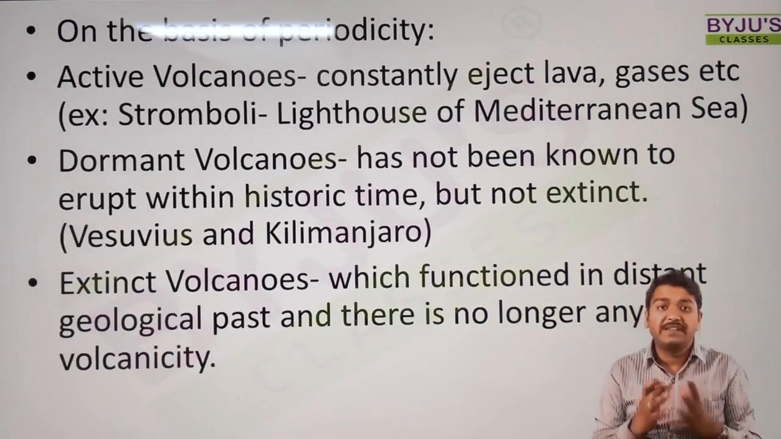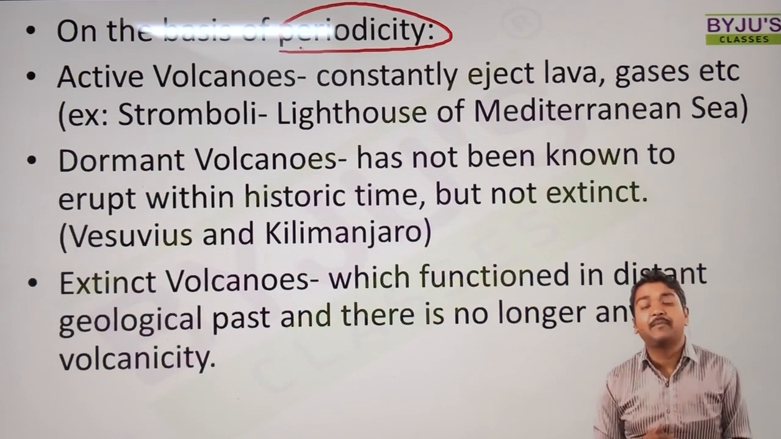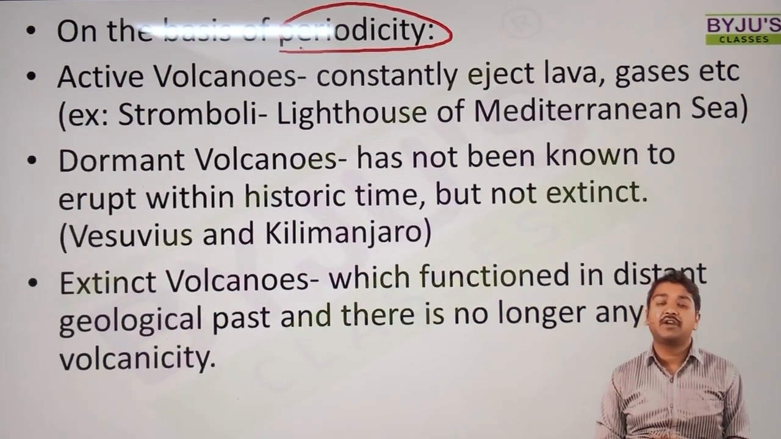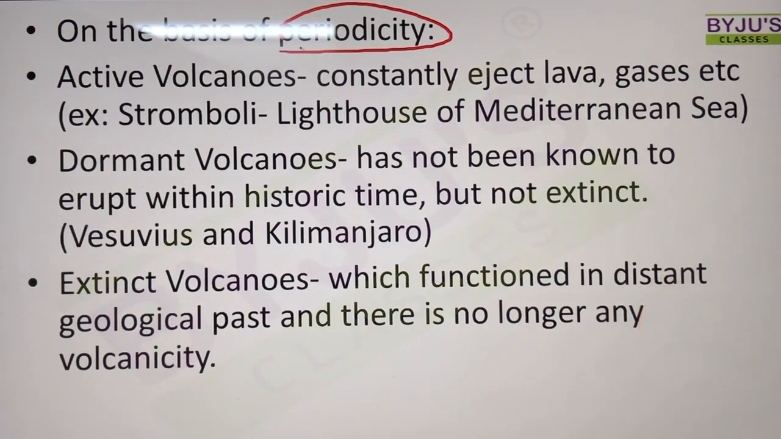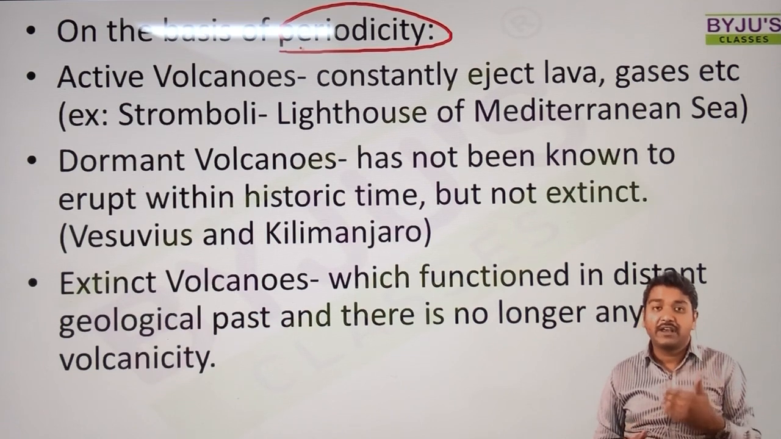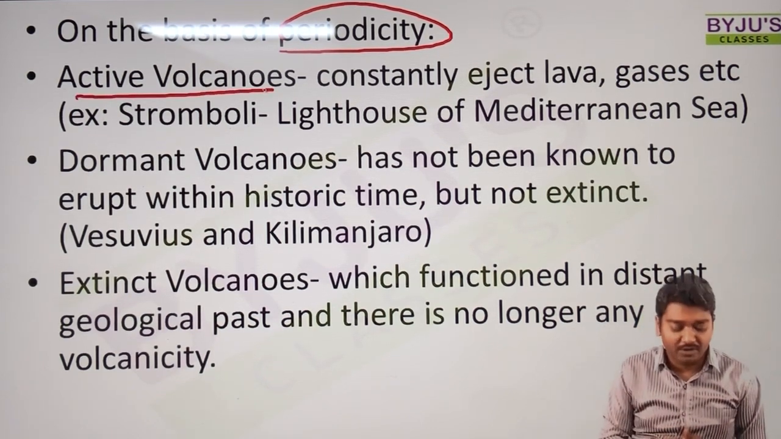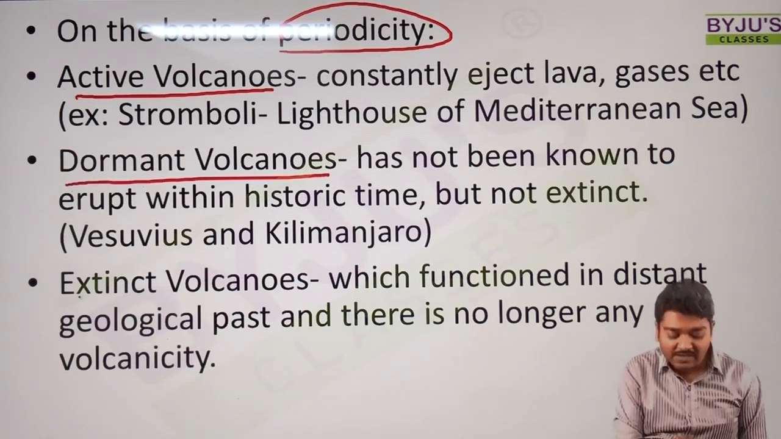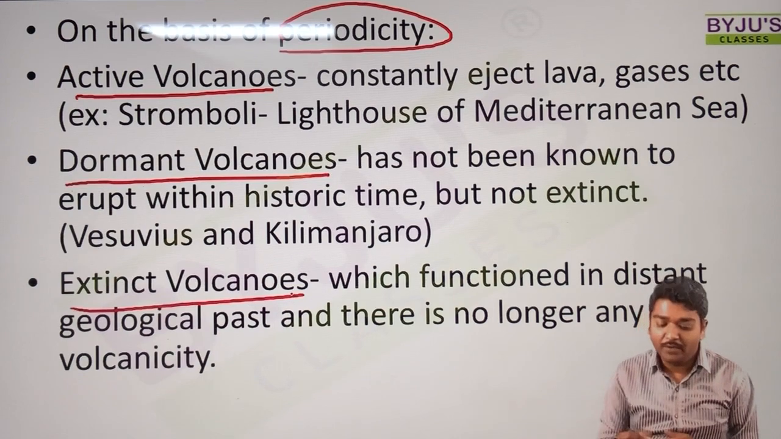On the basis of periodicity, what does periodicity actually mean? Time frame, right? It is not that volcanic eruptions happen continuously. Every day you don't see volcanic eruptions happening. It takes time. So based on that, volcanoes are divided into active volcanoes, dormant volcanoes, extinct volcanoes.